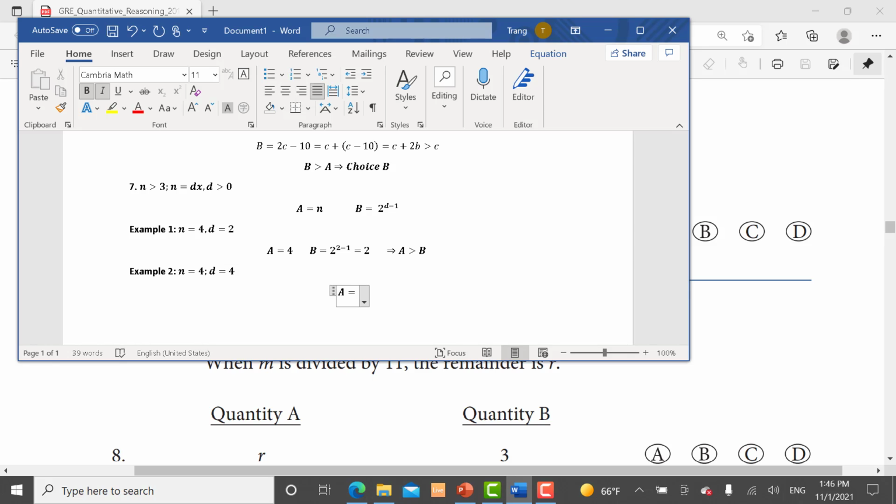Then A is equal to 4 because it's exactly n. And B is equal to 2 to the 4 minus 1, which is equal to 2 cubed, and is equal to 8. So in this case, we have A is less than B. So for question number 7, we go for choice D. Choice D. There's no way to establish the relationship between A and B.